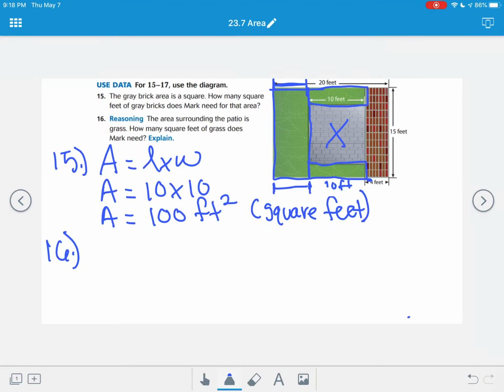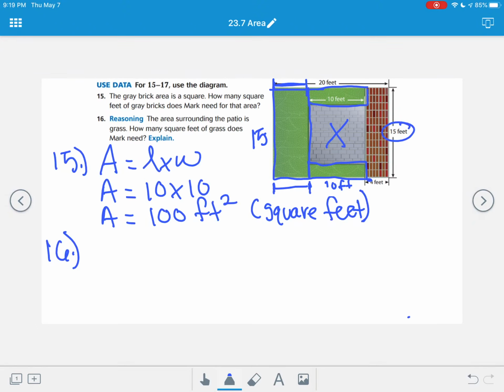We also do not know. It doesn't label this side of the grass for us. However, we do know that the opposites are equal on a rectangle. So because we know this side is 15 feet, we also will know that this side is 15 feet.